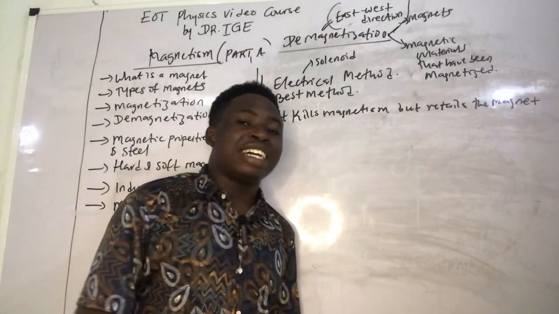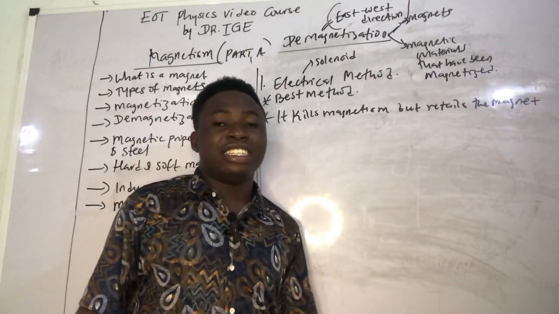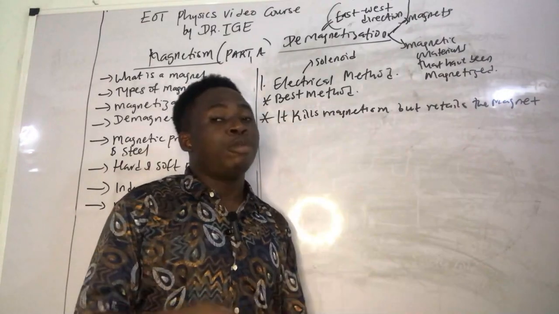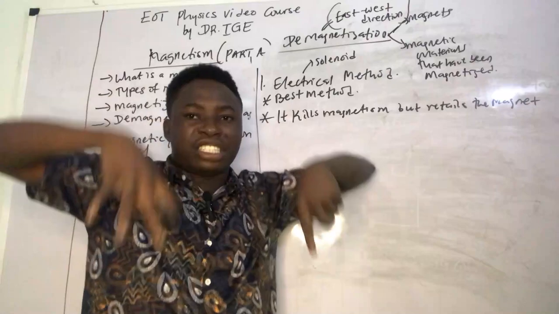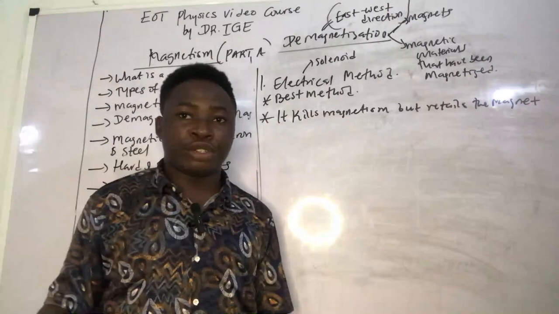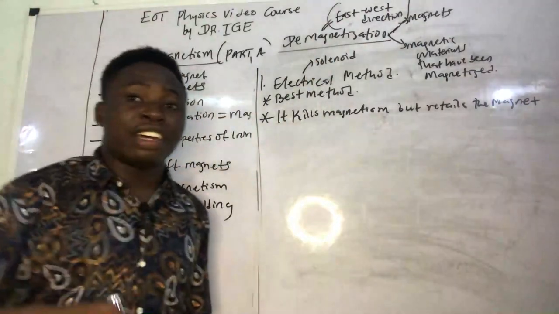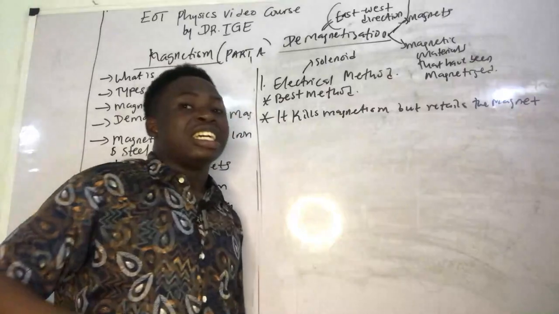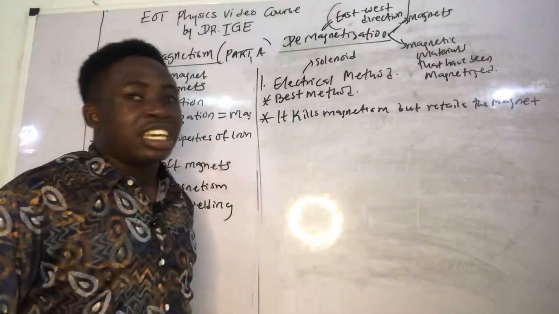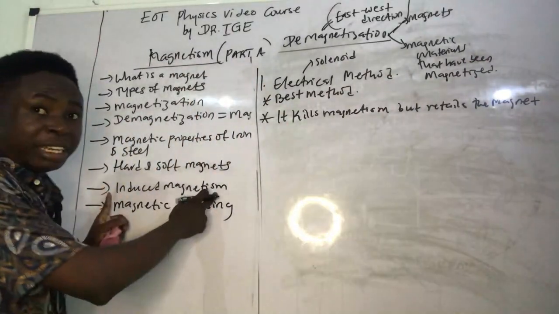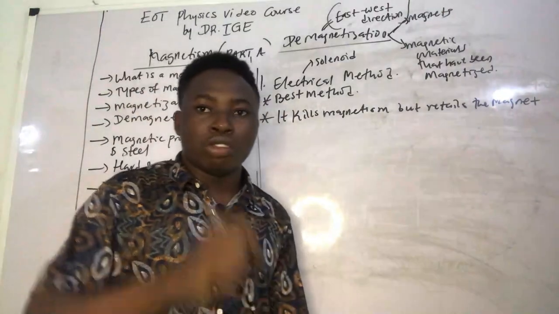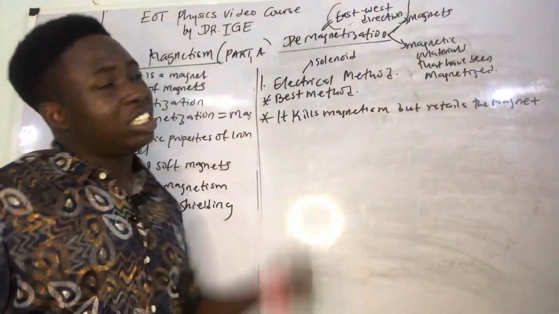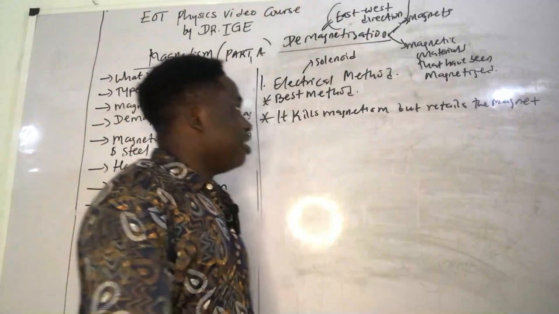So if you want to carry out demagnetization and you don't orient it in the opposite direction, you're wasting your time, because the Earth itself already favors the north-south direction. So the reason why it's done in the east-west direction is to prevent induced magnetism from the Earth. And we're going to talk about induced magnetism here so we understand better. Anything that has to do with demagnetization is done in the east-west direction.